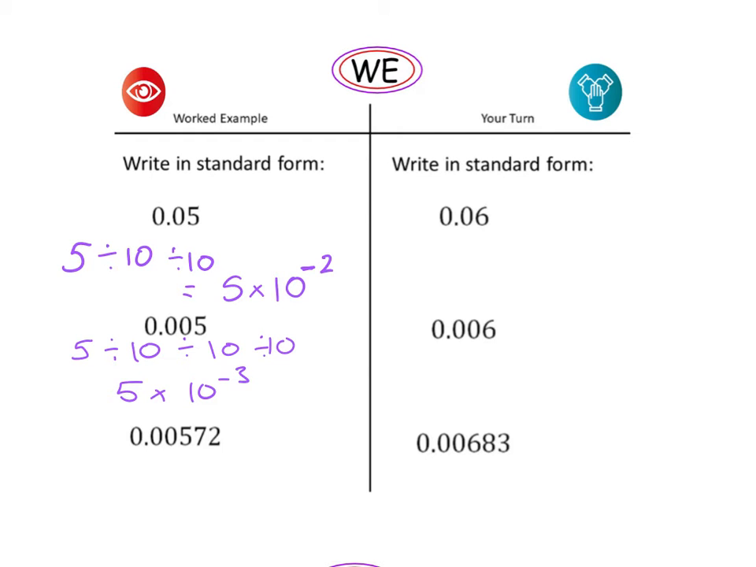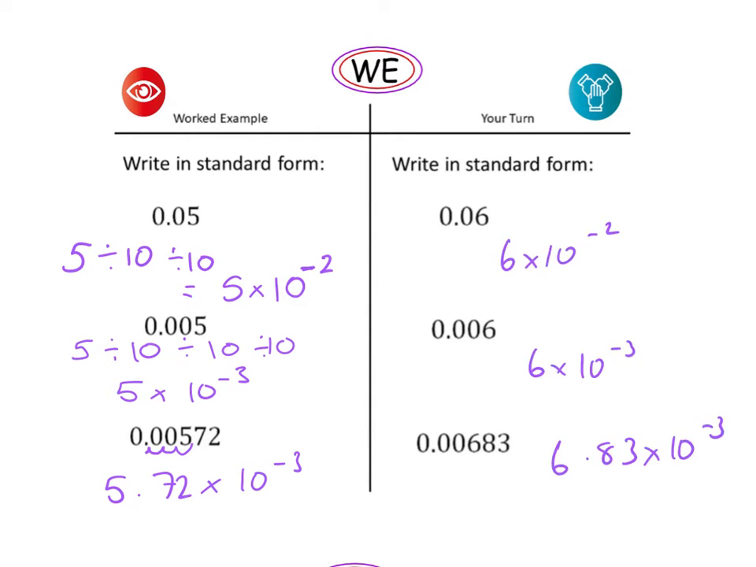So it's always times in the actual structure of the answer. So 5.72 times by 10 again to minus 3. So it's all to do with how many times you're moving that decimal point along in the place value. So again, if you want to pause the video, you can do. And there's your answers.